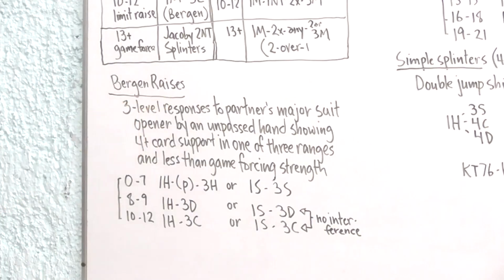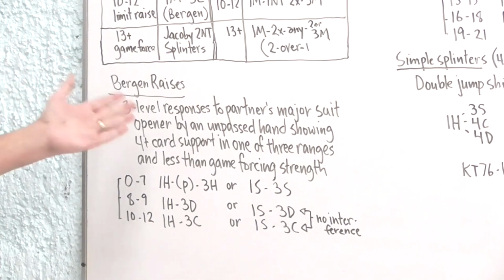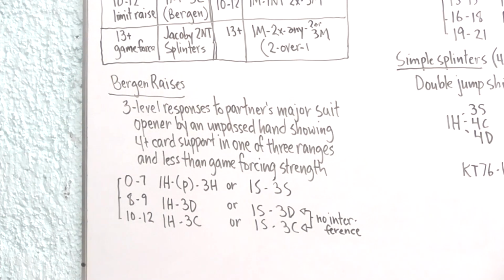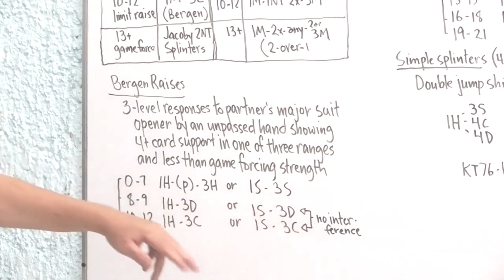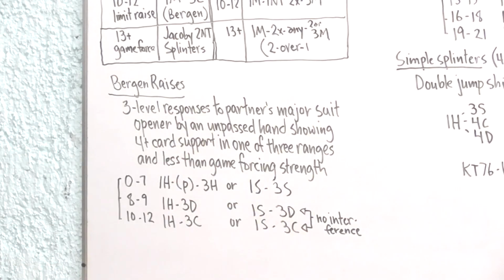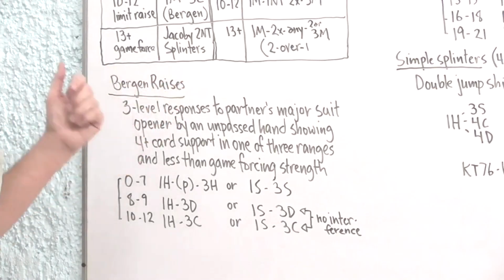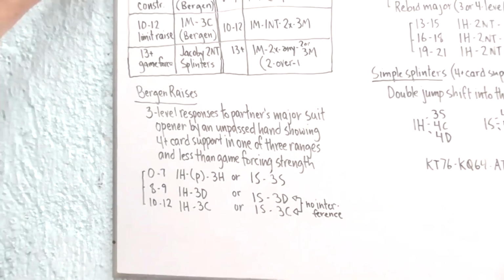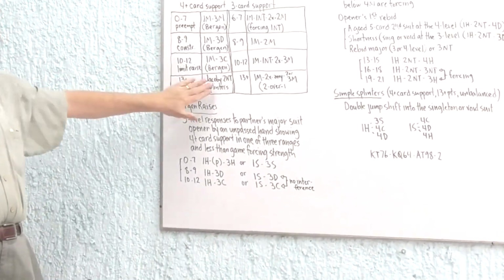Bergen raises are 3-level responses, and as I said, in the expanded set, some of them are 4-level. So this only applies to these 3-level responses to partner's major suit opener by an unpassed hand, and there can be no interference for 2 of these bids, but we do allow interference for 1 of them. And this bid shows 4+ card support for partner's major in 1 of 3 ranges and less than game forcing strength. So that's why Bergen raises appear here, here, and here, because they promise 4-card support with less than game forcing strength. Once we get to game forcing strength, we can use other conventions.